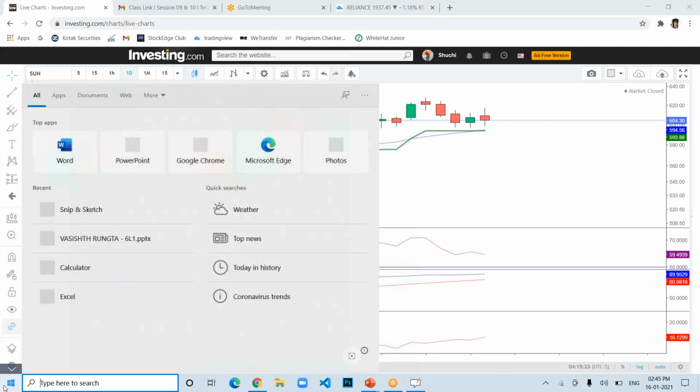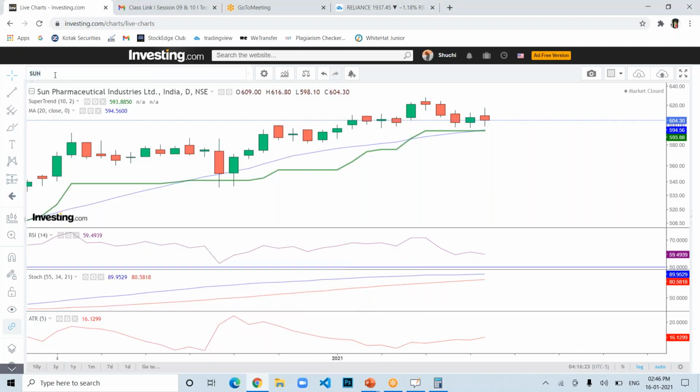Another example. Let me check with, yes. Yes, Aditya, definitely you can use. You can use. Why not?